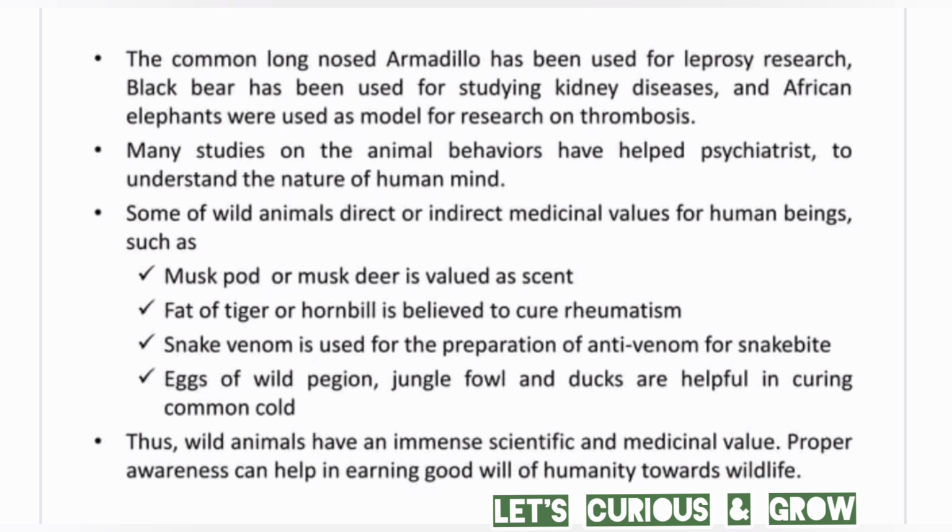For example, musk deer is valued as scent, and fat of tiger or hornbill is believed to cure rheumatism. Snake venom is used for preparation of anti-venom for snake bites. The eggs of wild pigeons, jungle fowl, and ducks are helpful in curing the common cold. So, the wildlife animals have immense scientific and medicinal values.